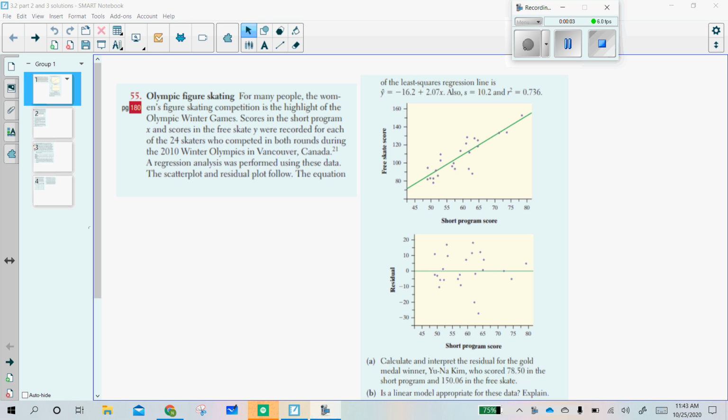Hey everybody, we're going to cover some questions from section 3.2 in The Practice of Statistics. Let's start with number 55. We have this situation where they are trying to predict free skate scores using short program scores. So X is the short program and Y is the free skate. They have 24 skaters and they made a regression. They lovely gave us the regression and also the S and the R squared.